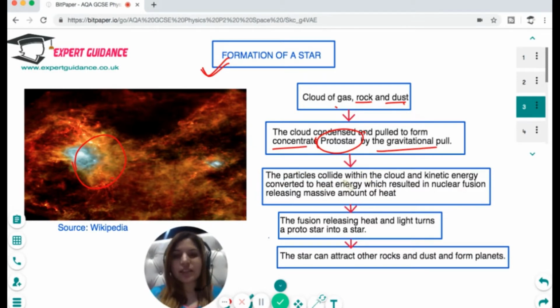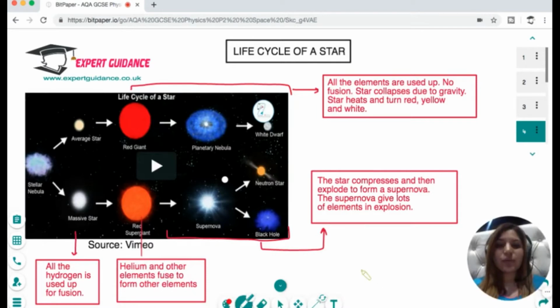The particles collide within the cloud and the kinetic energy is converted into heat energy, which gave them sufficient energy to carry out nuclear fusion, and that fusion released a massive amount of heat. So there was fusion, which releases heat and light, which turned a protostar into a star. The star can then attract other rocks and dust and form planets. This is how a star is formed, and you should know the process of formation of a star.